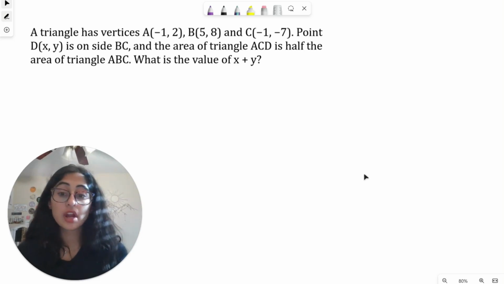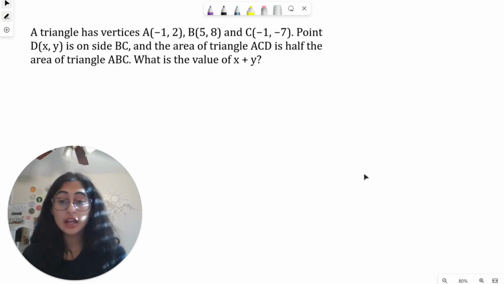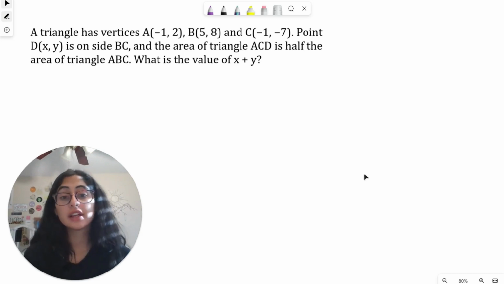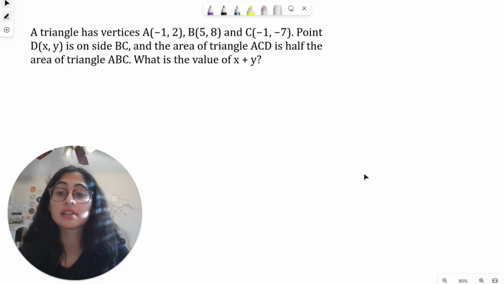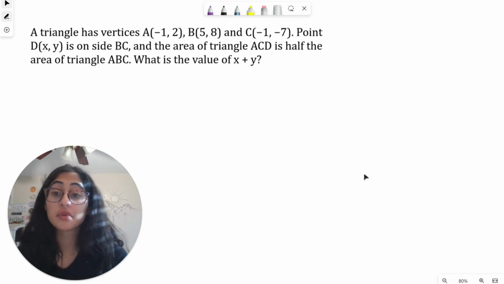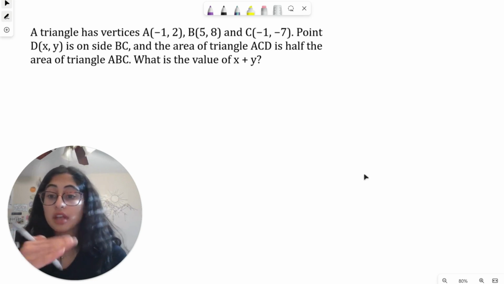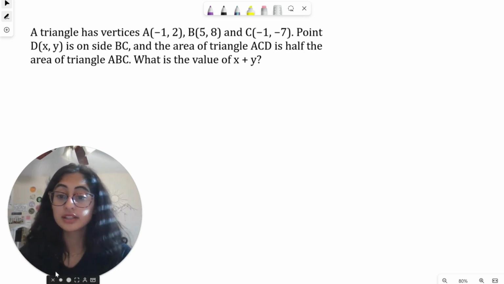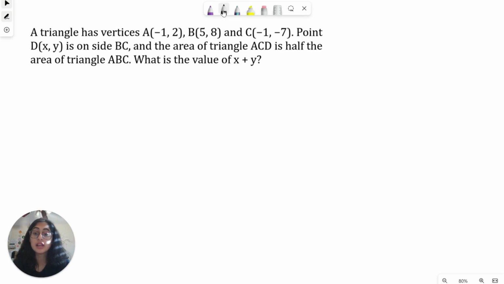Alright, so this question says a triangle has vertices A at (-1, 2), B at (5, 8), and C at (-1, -7), and they're giving us a fourth point, D, which is on side BC, and it's telling us that the area of triangle ACD is half of the area of triangle ABC.